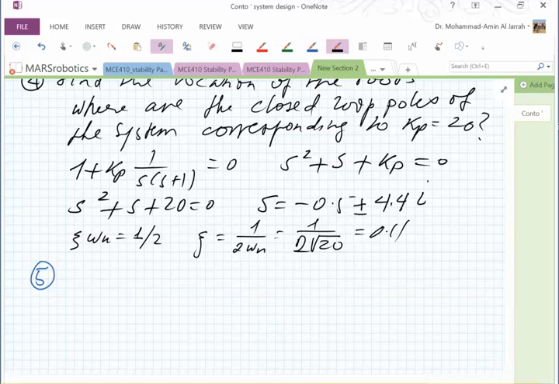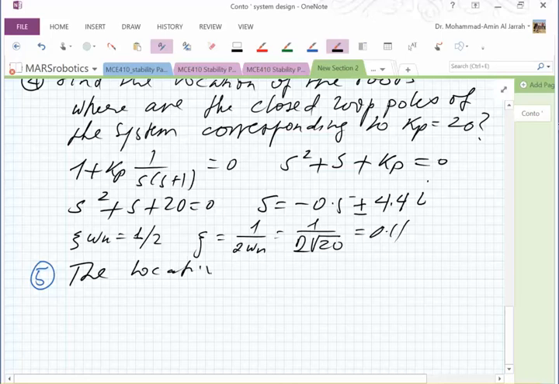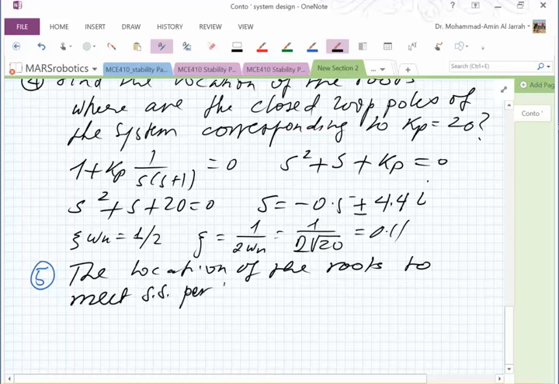So here we can conclude, number 5, that the location of the roots to meet the steady state performance has very little damping.